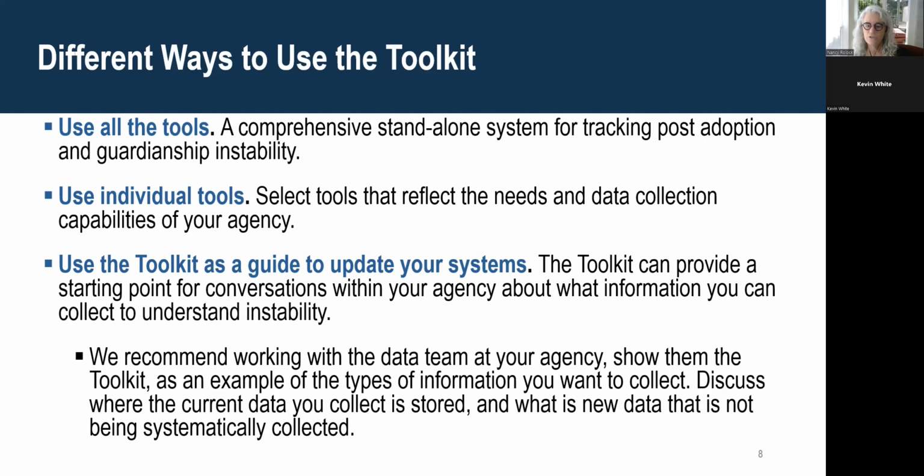You can also choose to use the spreadsheets in the toolkit as a guide or template to create or update your internal data systems. The toolkit can provide a starting point for conversations within your agency about what information you collect to understand instability. Things to consider might be, what instability data does your agency already track? How is data that you collect stored? What resources are needed to expand your ability to track instability? What are the limitations to accessing the data you need to track instability? How can you access data about services received by adoptive and guardianship families? Next.